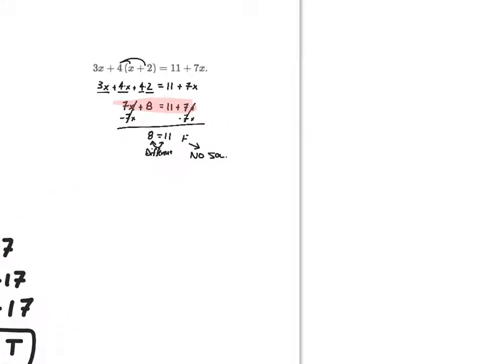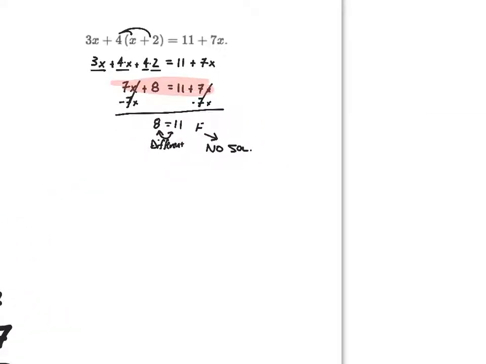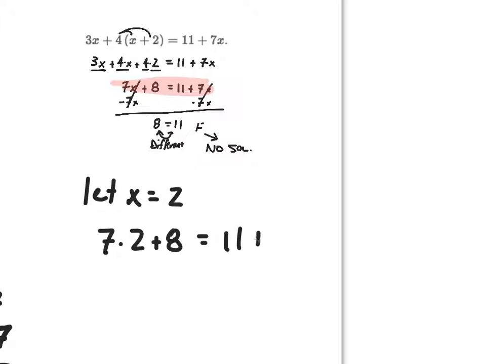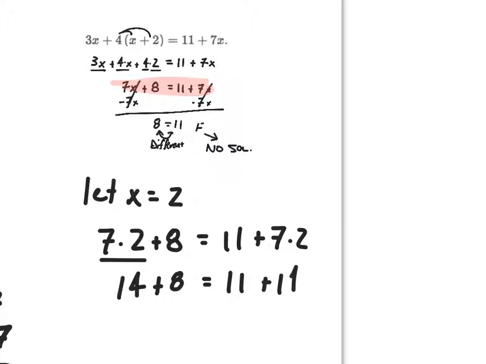All right. If I come over here, let's look at this step here of 7x plus 8 equals 11 plus 7x. So let's let x equal, I don't know, 2. If I do 7 times 2 plus 8, is that going to equal 11 plus 7 times 2? 7 times 2 is 14, so I've got 14 plus 8 is equal to 11 plus 14. 14 plus 8 is going to give me 22. If I do 11 plus 14, that's going to give me 25. This is a false statement. x equals 2 doesn't work.